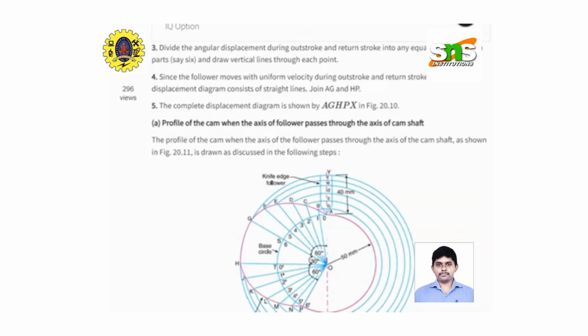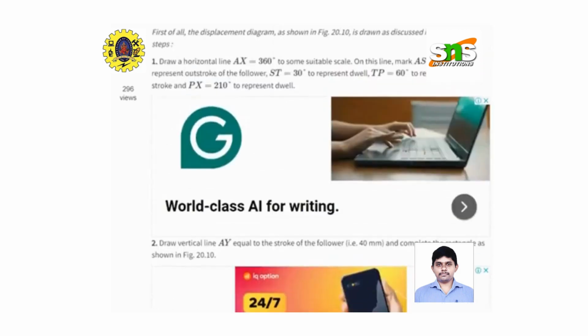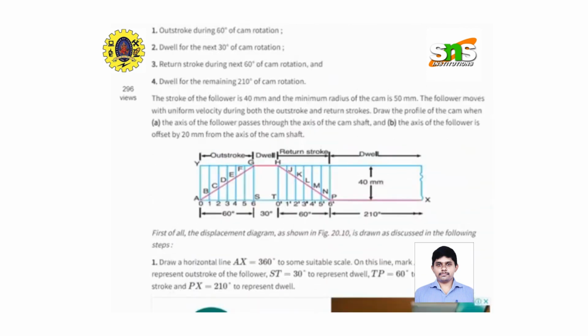Step number 1 is to draw a horizontal line AX equal to 360 degrees to some suitable scale. Which means we need to draw a line in the horizontal direction representing the total angle of 360 degrees. We need to select the scale in order to construct this diagram. That is what was clearly mentioned.